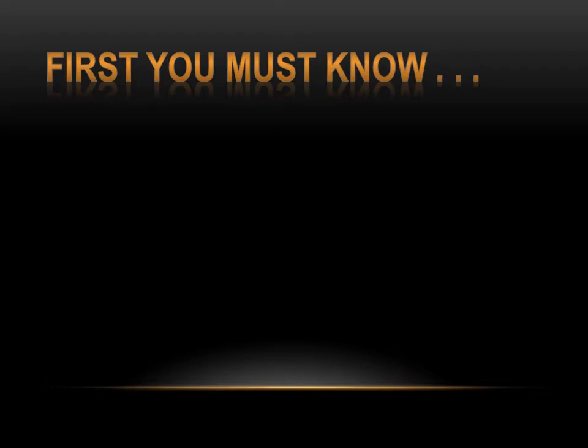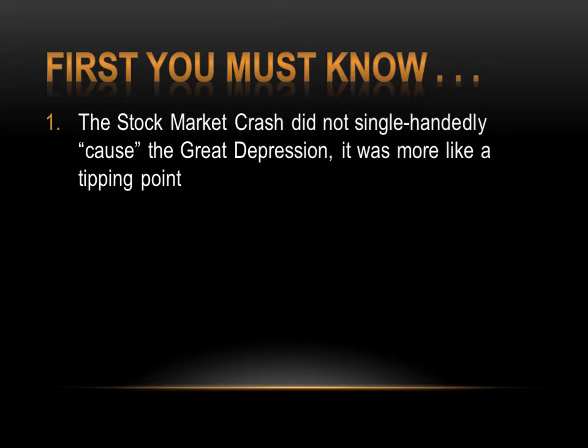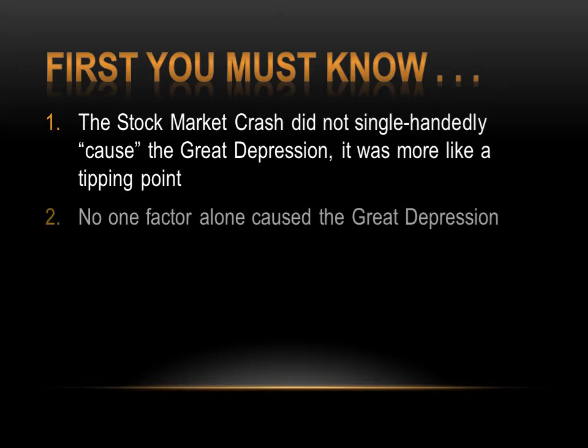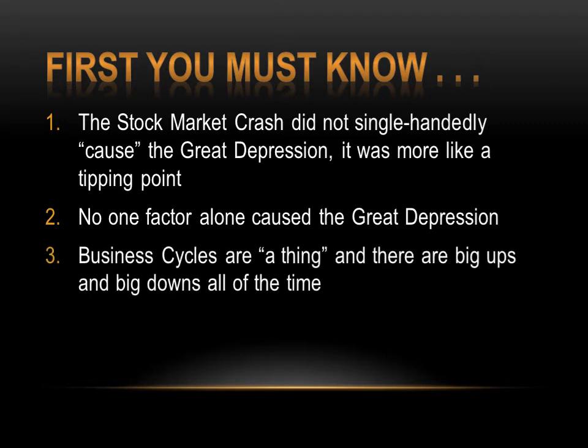There are a couple things you got to know first off. Number one, and this is a big misconception, the stock market crash did not single-handedly cause the Great Depression. It was more like a tipping point that set several factors in motion. All of the assumptions that people make, that the stock market crash caused it, it's kind of like the last piece to fall into place, but it is not the reason that it happened. No one factor alone could really cause the Great Depression. There's a lot of things that influence what happens here and makes it as bad as it is, and none of these things alone actually really impact it by themselves.